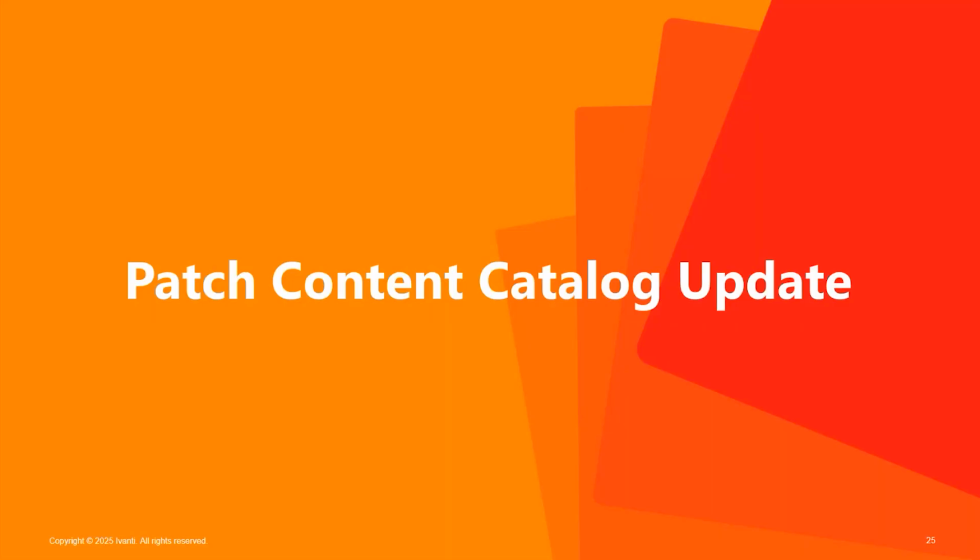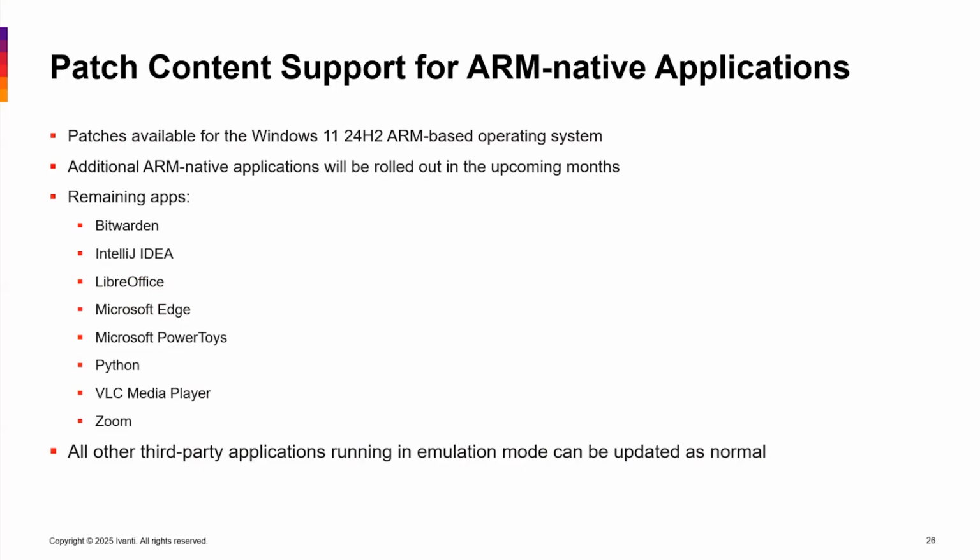I wanted to give you a quick update on what's going on with our patch content catalog. The guys did talk about ARM native applications and I want to give you a heads up on what's going on there. Obviously we support ARM on Windows 11 24H2 systems. And what we're doing is we're slowly rolling out ARM native application updates there. We have a number of apps that are still remaining to be added to our catalog, which we'll be doing over the next couple of weeks. So you can see the list of the remaining apps there.